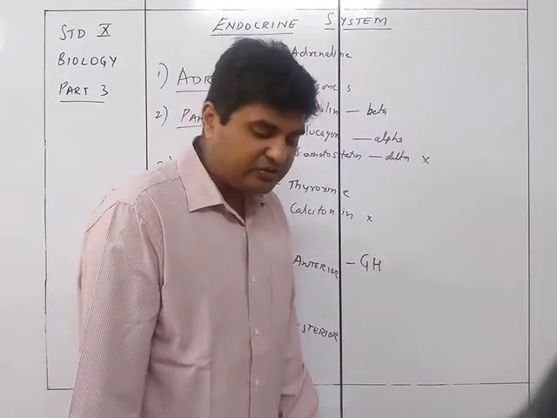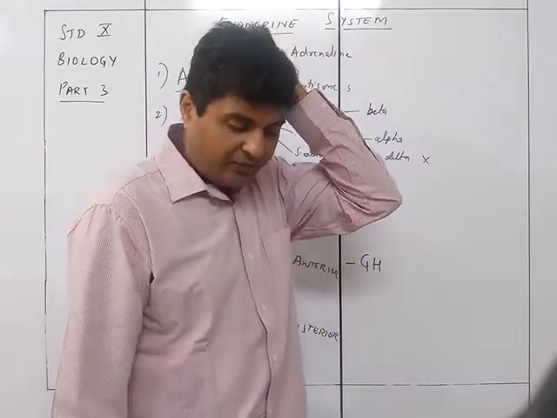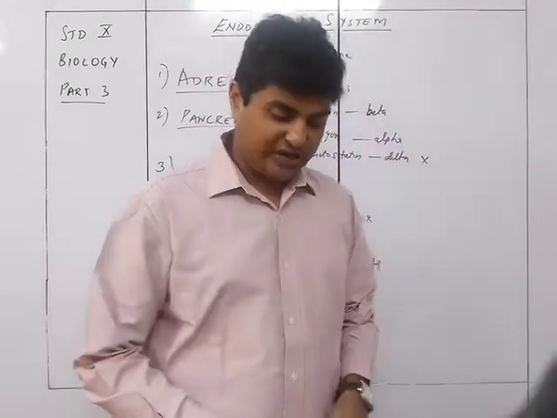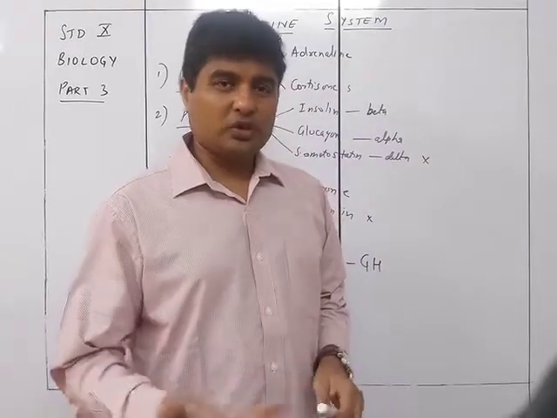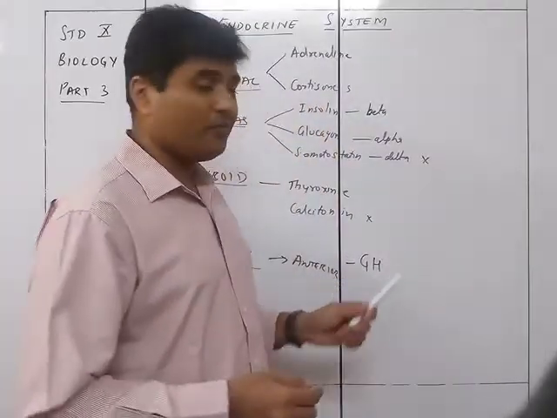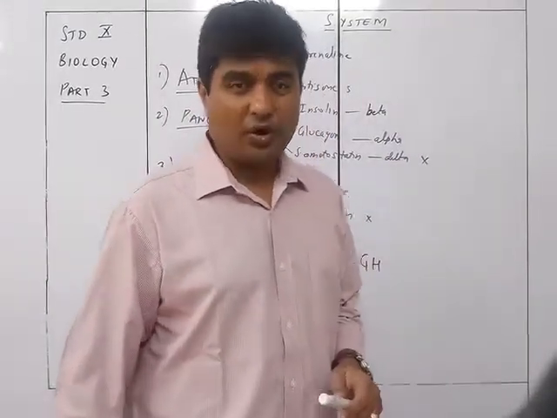The deficiency of GH in childhood results in dwarfism. A dwarf, though fully developed, retains body proportion of a child. So we know what is a dwarf. So that dwarfism is also due to the growth hormone, that is the pituitary gland not functioning properly, and there is a hyposecretion of growth hormone.